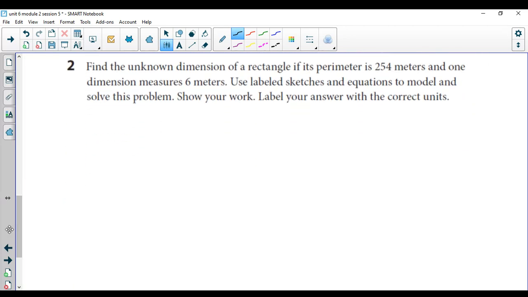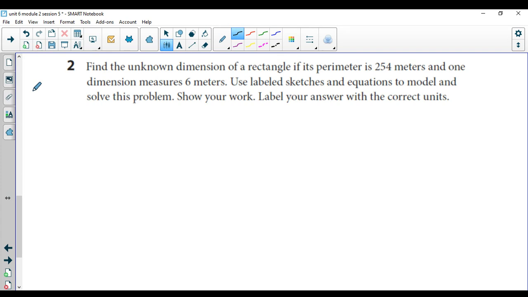Going down. I'm going to read the problem, then you pause it and try to solve it. Find the unknown dimension of a rectangle if its perimeter, so you guys were adding up around the rectangle. Find the unknown dimension of a rectangle if its perimeter is 250 meters and one dimension measures 6. Use labeled sketches and equations to model and solve this problem. Show your work, label your answer with the correct units. Now would be a good time to pause and solve.